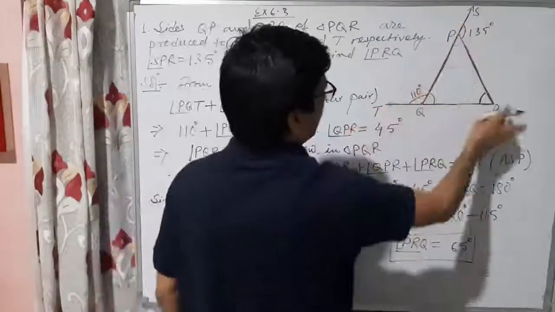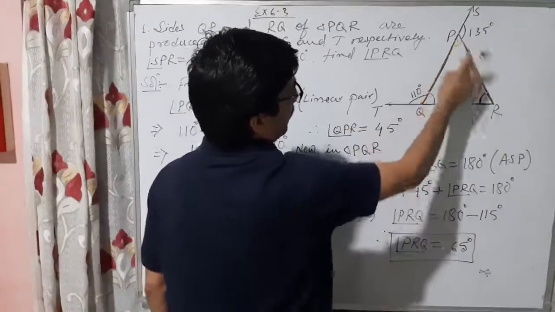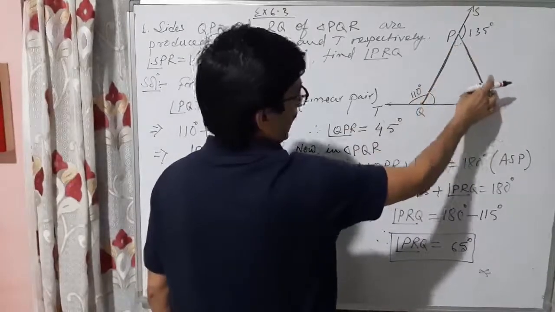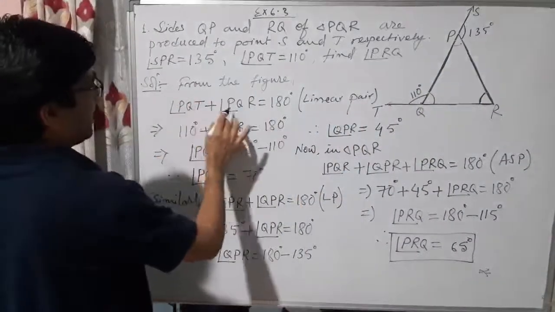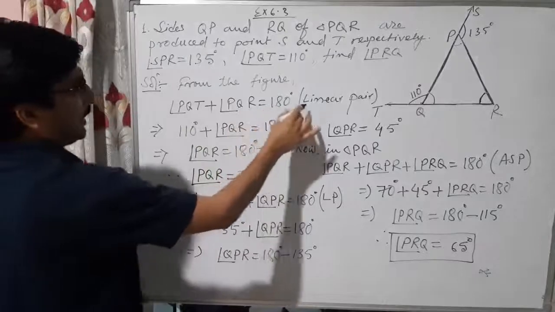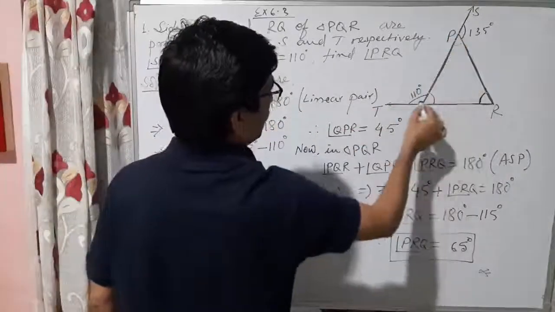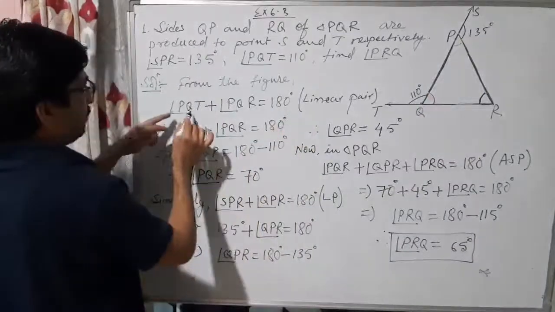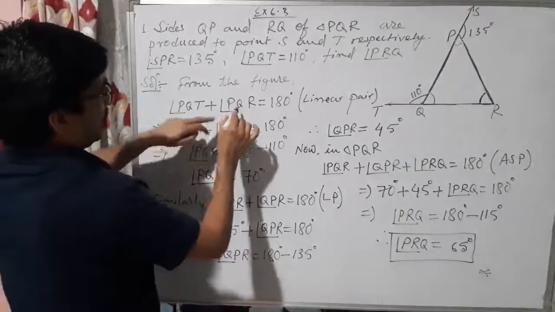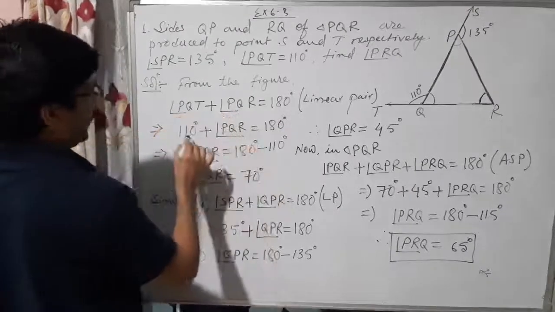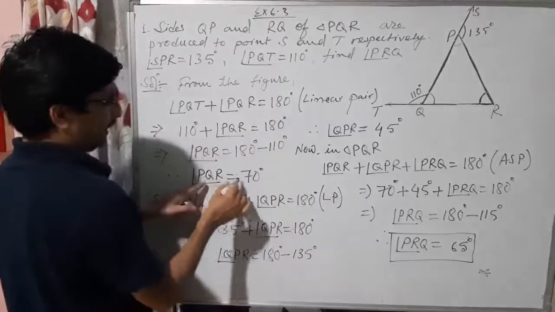Now in this triangle PQR, this angle is 70, this one is 45. Then this one we can find out by using angle sum property. So how have we done? From the figure, PQT plus PQR equal to 180 degree, linear pair. These two angles, PQT and PQR. Now PQT is given in the question, PQT equal to 110 degree. I place it. Now PQR equal to 180 degree, now 110 goes that side, becomes minus 110. So PQR equal to 70 degree.